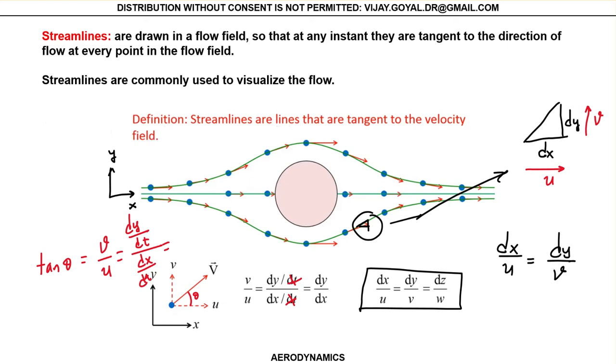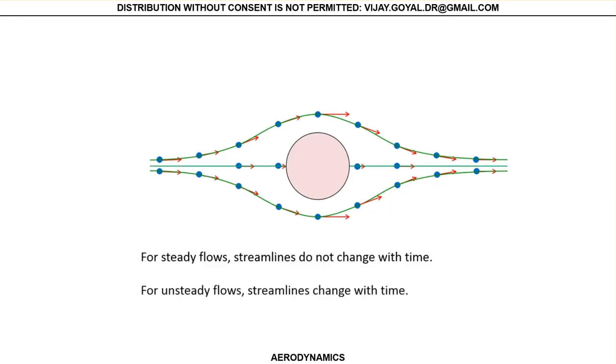And so another thing that you can possibly think of is the following. In steady flows, streamlines don't change with time. It makes sense, right? Because it's time independent. I talked about that in the last class. In unsteady flows, on the other hand, the streamlines do change with time. Okay, that's important to keep in mind at every single time.